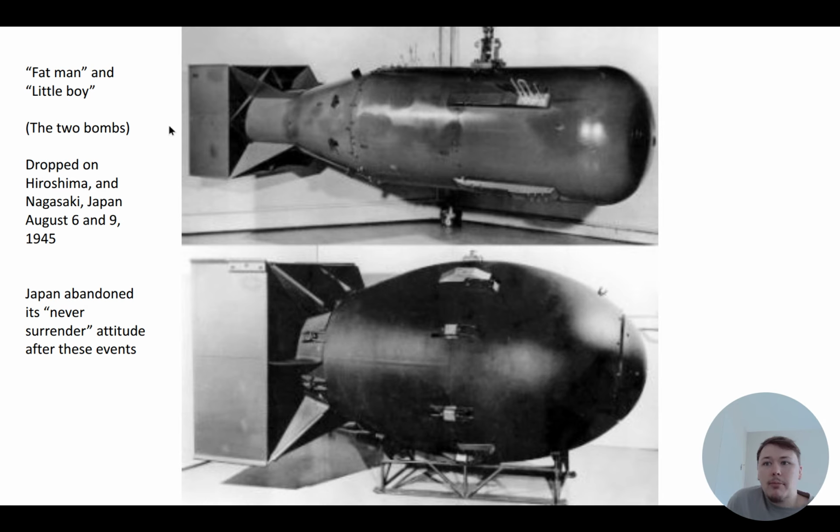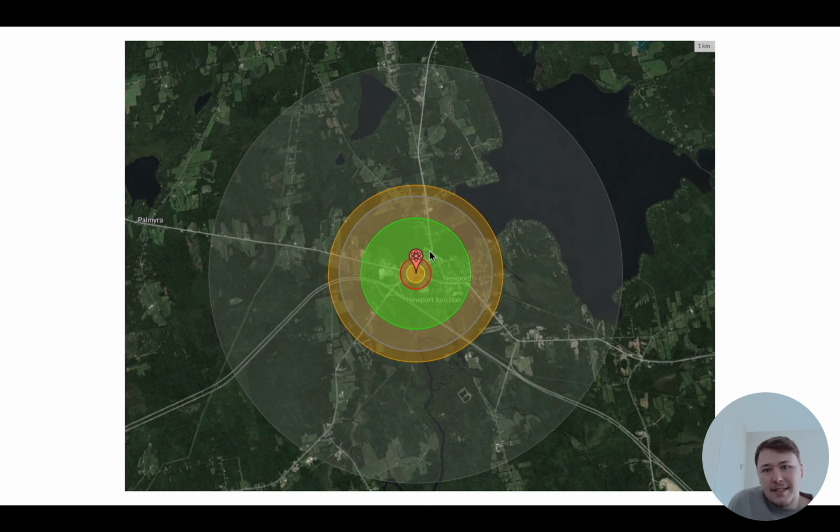These are the 2 atomic bombs that were dropped on Japan to end the war, Fat Man and Little Boy. They were dropped on Hiroshima and Nagasaki. So this is Newport, Maine. This is the detonation of Fat Man.